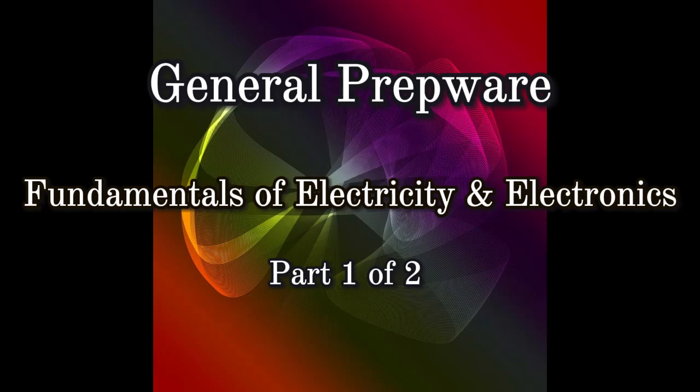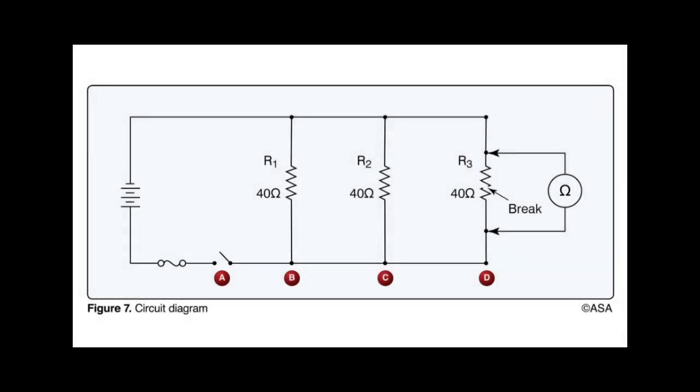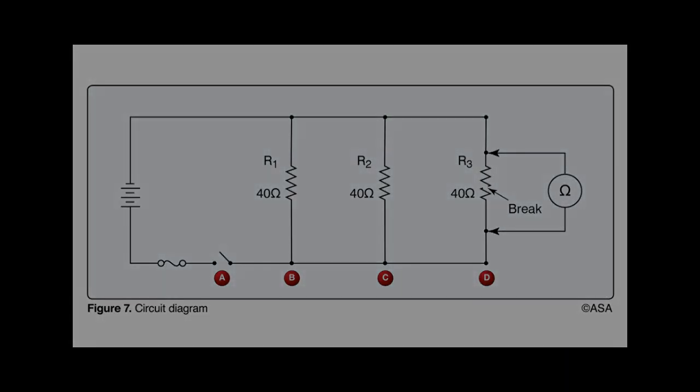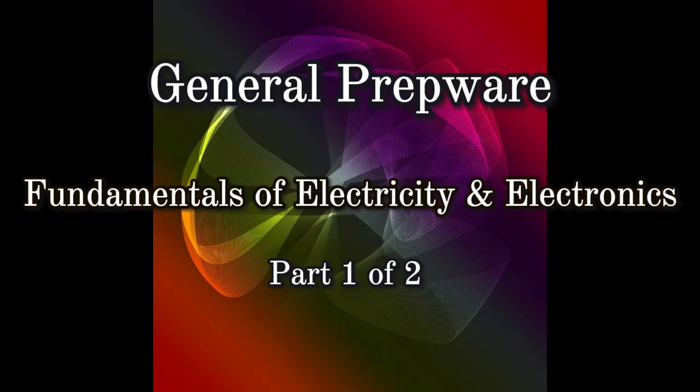If electrolyte from a lead-acid battery is spilled in the battery compartment, which procedure should be followed? Apply sodium bicarbonate solution to the affected area, followed by a water rinse. Refer to Figure 7. If resistor R3 is disconnected at terminal D, what will the ohm meter read? Infinite resistance. What is the operating resistance of a 30-watt light bulb designed for a 28-volt system?